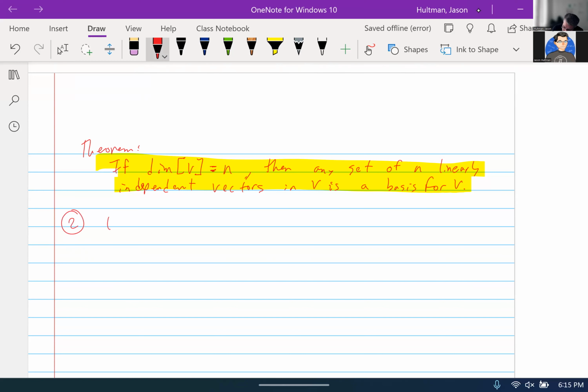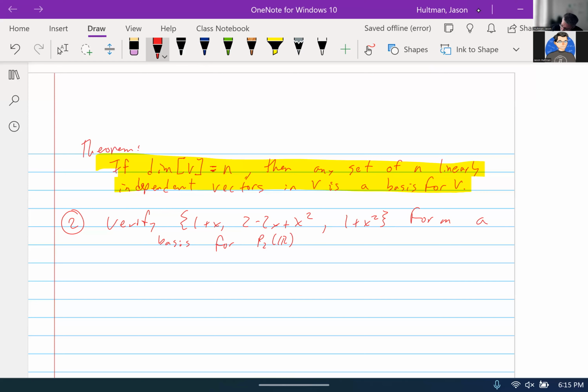Okay, verify that 1 plus x, 2 minus 2x plus x squared, and 1 plus x squared form a basis for P2R.